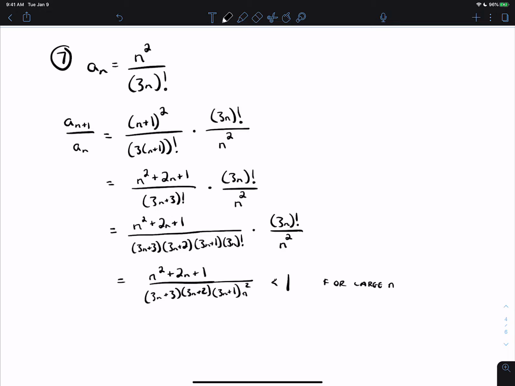That then indicates that a_(n+1) divided by a_n is less than 1. And now we can multiply both sides of the inequality by a_n. That gets us a_(n+1) on the left and a_n on the right. We don't flip the inequality sign because a_n is positive, and we can look back at the original formula to know that a_n is positive. Both n squared and 3n factorial are positive for all n. And so this means that a_n is decreasing, which in turn means it is monotonic for large n.